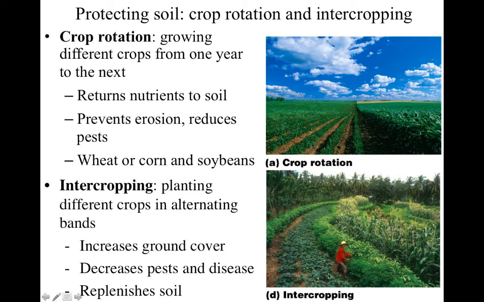In the bottom picture, this is an image showing intercropping, and that's where you are planting different crops in alternating bands, and this actually increases the ground cover. When you have exposed soil, that's when the erosion gets worse. So if you look at the picture on the right, you can't actually see too much soil, which is good. And in the picture on the top, even the left-hand side of that, you can see a lot of exposed soil. So when you use intercropping, more of the soil is covered. And this will also decrease the incidence of pests and disease, and it replenishes nutrients to the soil.